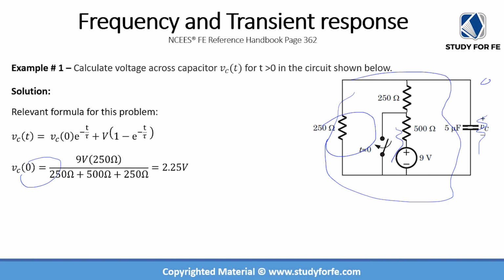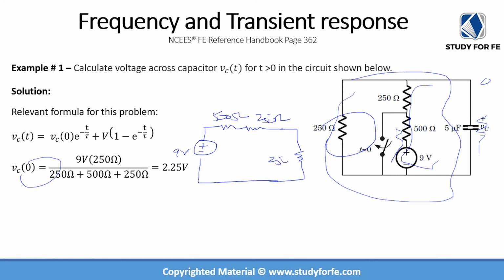So essentially what I'm interested in finding is you have this 9 volt voltage source. It is in series with a 500 ohm resistor, which is in series with a 250 ohm resistor. So that's this branch. And all of this is actually in series with the 250 ohm resistor. And the voltage across the capacitor is basically the voltage that appears across this terminal. So VC of naught, VC naught.